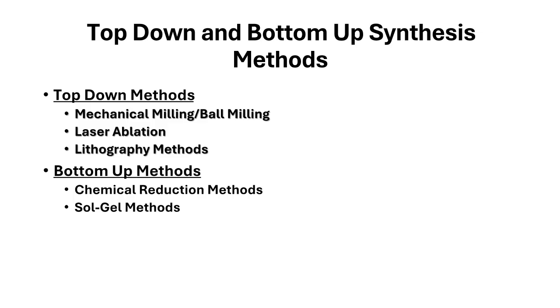I will be discussing different chemical reduction methods, such as hydrogen reduction method, sodium borohydride reduction method, citrate reduction method, ethanol reduction method, and polyol reduction method. In the case of a sol-gel method, I will discuss the Stober synthesis method. I will now start by discussing the three types of top-down synthesis methods, which are mechanical milling, ball milling, laser ablation, and lithography techniques, such as photolithography and electron beam lithography.